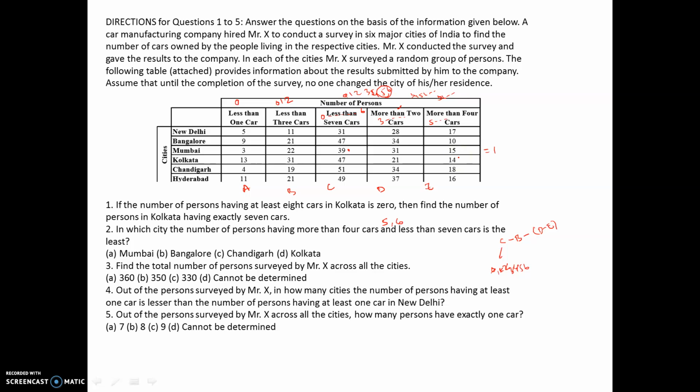I hope you're getting that, right? Likewise for Bangalore, see 47, from this 47 I have to subtract 21, which will give me 26, and from 26 we subtract the difference, that is 14, right? Sorry, which is 24. So that gap would have been how much? 26 minus 24 is 2.